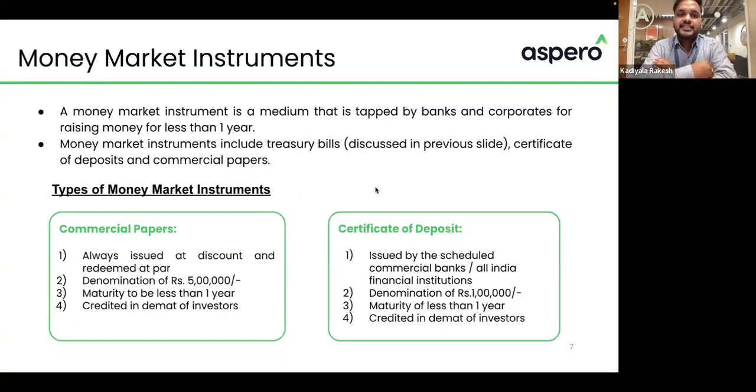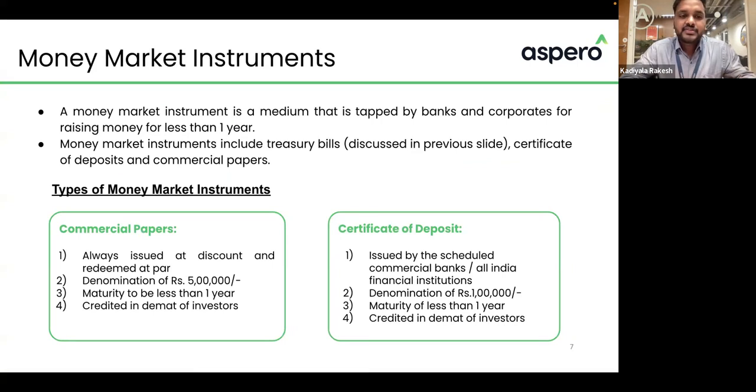And coming to money market instruments, a money market instrument is a medium that is tapped by banks and NBFCs for raising money for less than 1 year tenure. So money market instruments include treasury bills, which we discussed in the previous slide. Apart from that, there are two other papers, commercial papers and certificates of deposit.